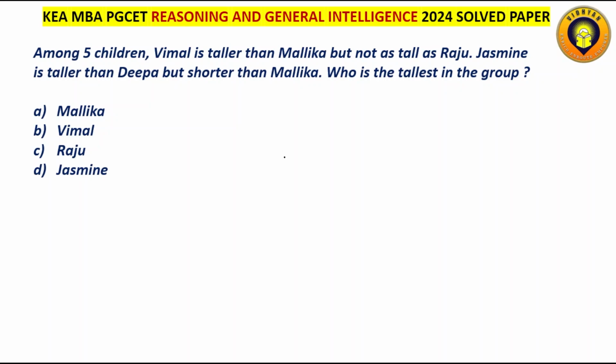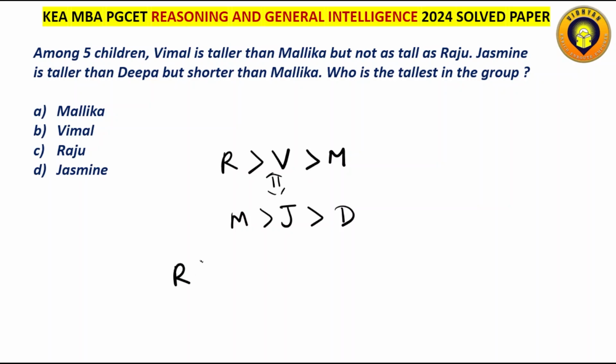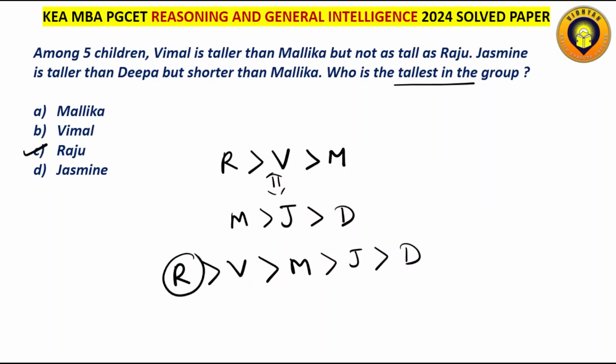Among 5 children, Vimal is taller than Malika, but not as tall as Raju. That means Vimal is shorter than Raju, or you can say Raju is taller than Vimal. Jasmine is taller than Deepa, but shorter than Malika. So who is the tallest in the group? Now if you merge these two, you will get Raju, Vimal, Malika, Jasmine, and Deepa. Right? So now who is the tallest in the group? The tallest in the group is Raju.